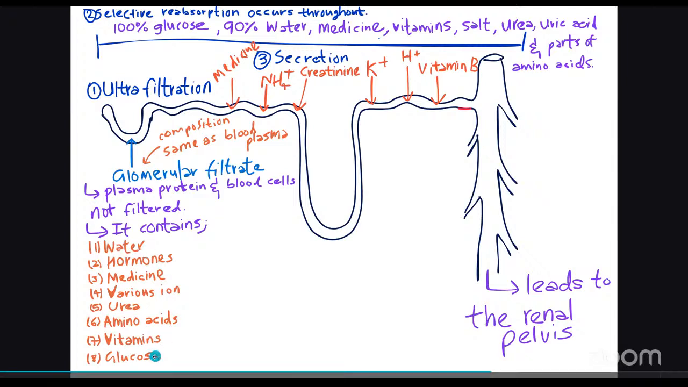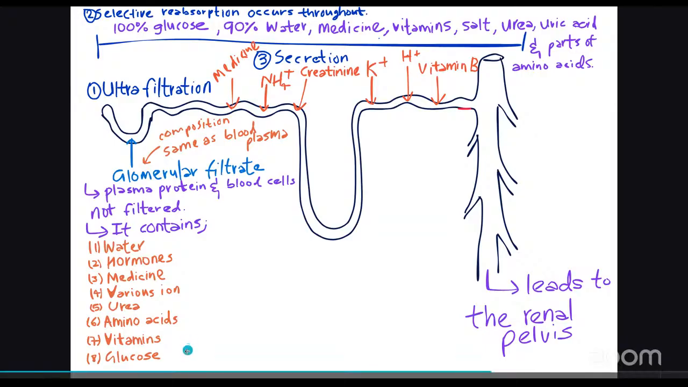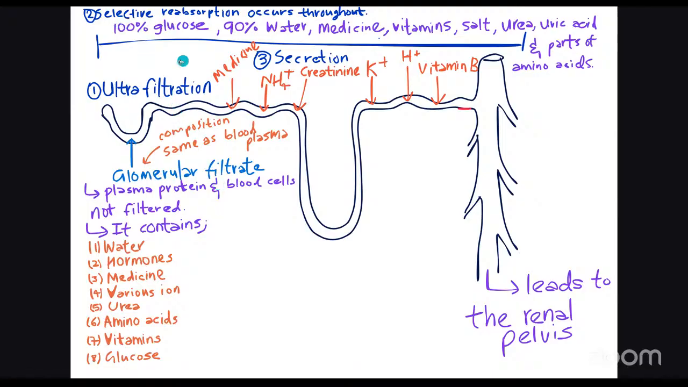Now, what happens if all the glucose is sent into the urine? Now you need glucose for energy, right? So after eating, if all the glucose is sent into the urine, then obviously you have no energy in your body. Okay, so we can't function properly without glucose. We need glucose to give us energy. To do anything, we need energy, right? So therefore, the second process is selective reabsorption.